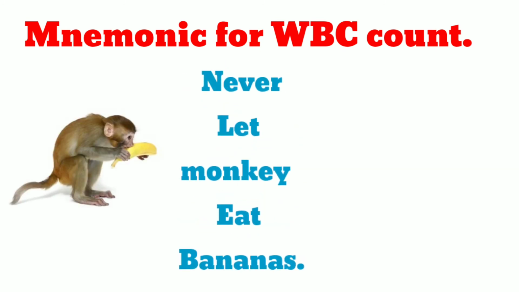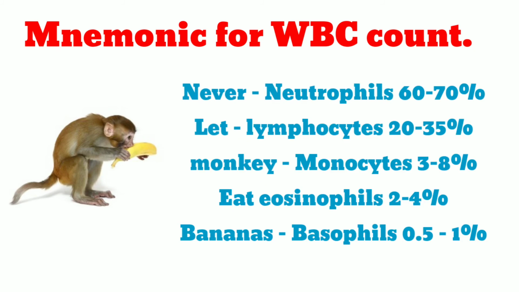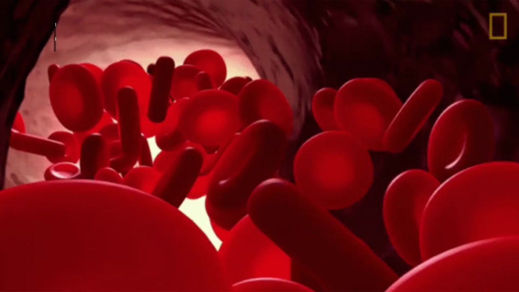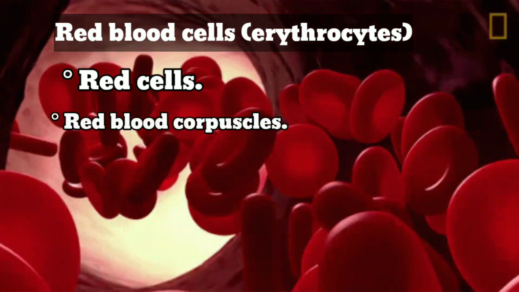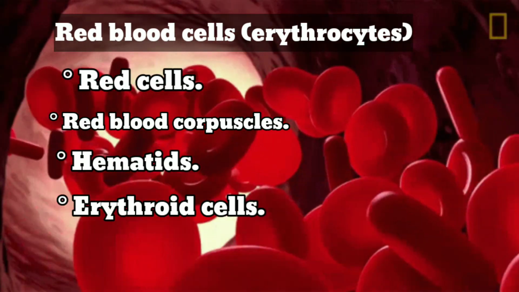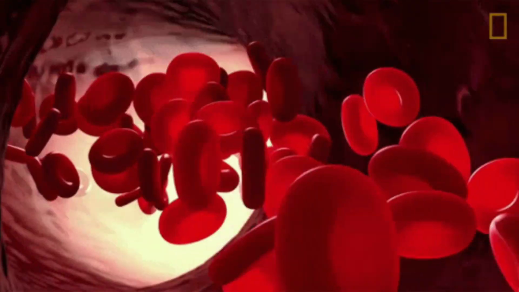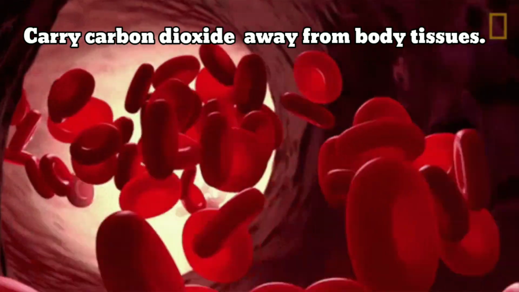I have a mnemonic that will help you remember the white blood cell count, which goes like this: Never Let Monkey Eat Banana, where Never stands for neutrophils, Let for lymphocytes, Monkey for monocytes, Eat for eosinophils, and lastly Banana for basophils. Let's finish with the red blood cells, also called erythrocytes, also referred to as red cells or red blood corpuscles, hematids, and erythroid cells. They are the principal means of delivering oxygen to the body tissues via blood flow through the circulatory system. They make the return trip, taking carbon dioxide back to our lungs to be exhaled.